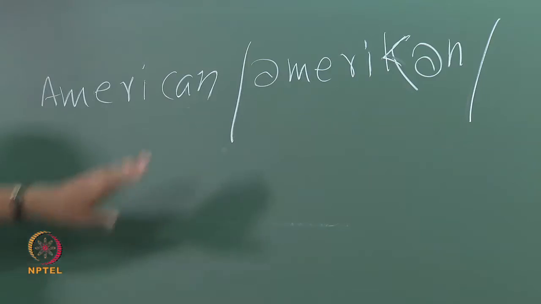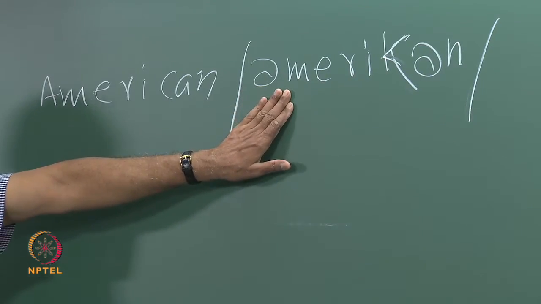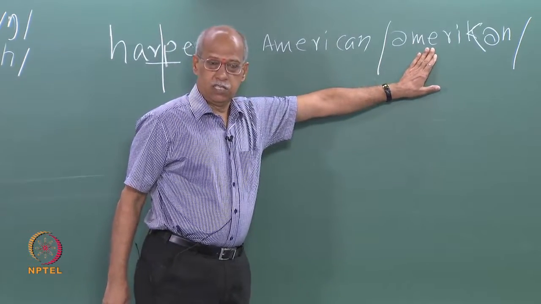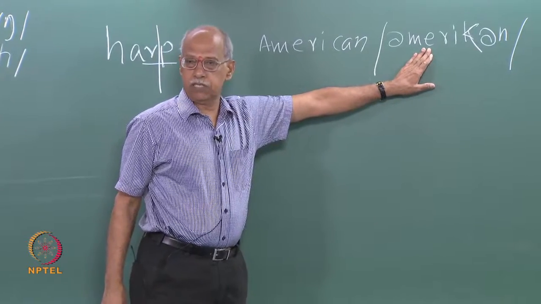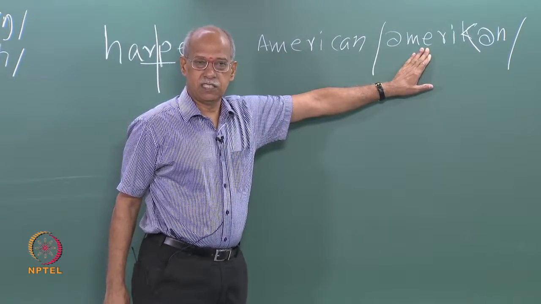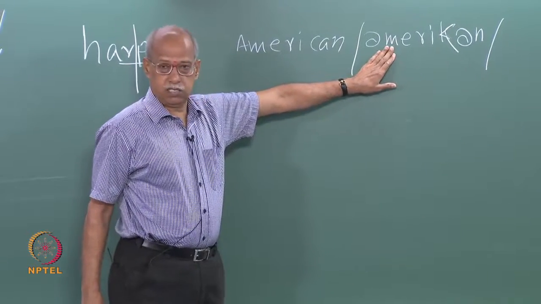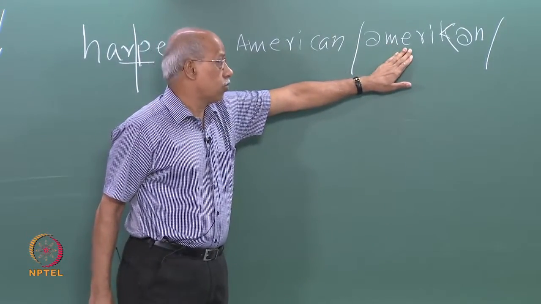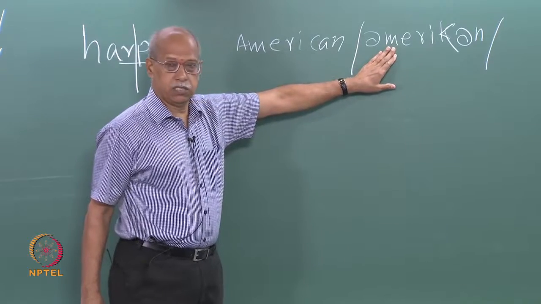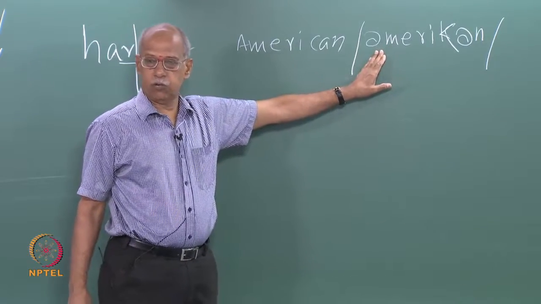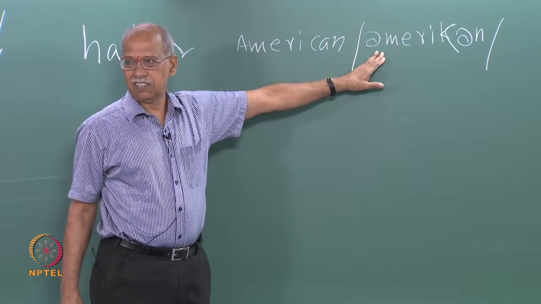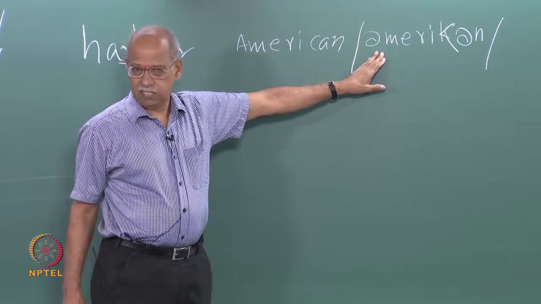American. Okay, now what is the status of this? Is it the onset of the following syllable? Are we together, please? Are you with me? Yes, sir. Right. Understand the question. Is "ma" here the onset of the following syllable, or is "ma" here the coda of the previous syllable? What is your answer? Onset of the second syllable.